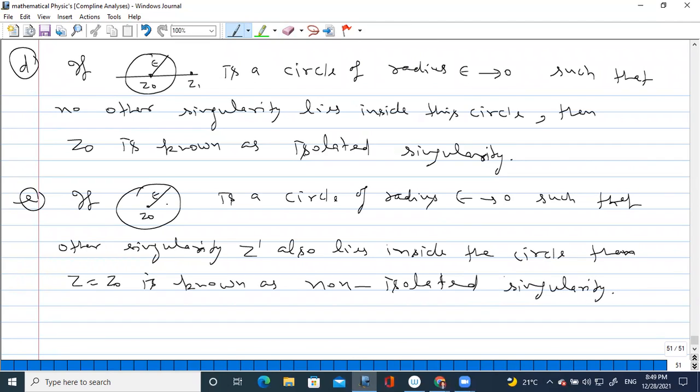Understood? So here in this circle some Z1 is also there, or you put Z dash. There may be many more, Z2, Z3, but at least one is there. If at least one is there, then the definition of Z0 will be different. So Z equal to Z0 will be known as a non-isolated singularity. Okay, note it down.